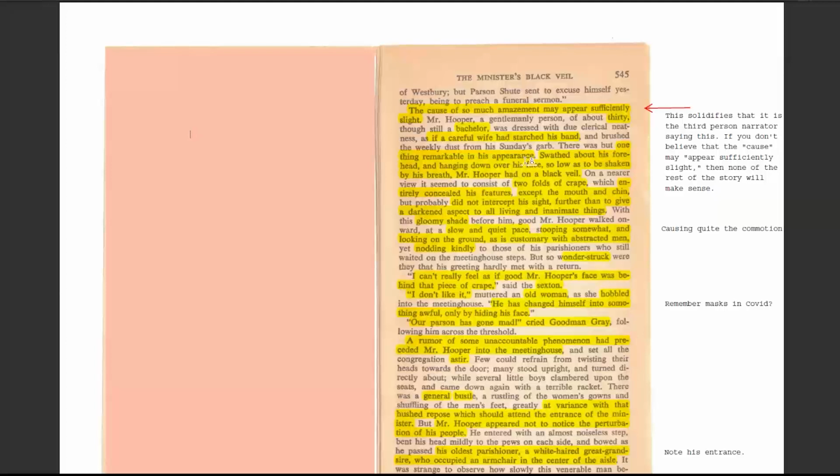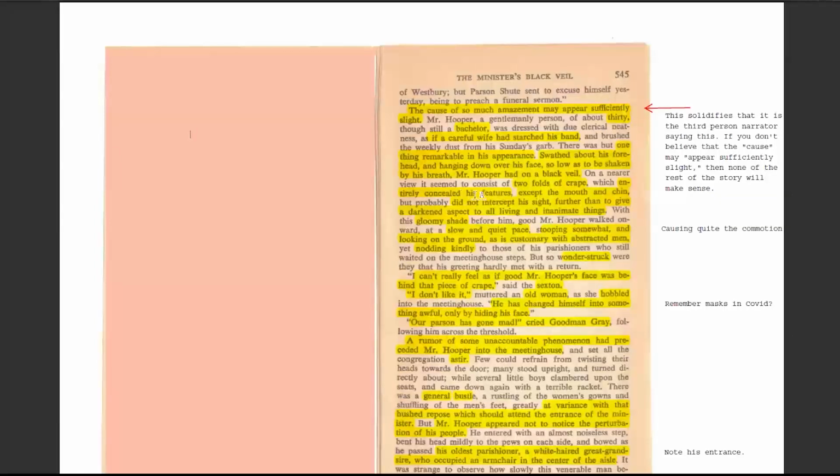There was only one thing remarkable in his appearance. Swathed about his forehead, hanging down over his face, so low as to be shaken by his breath, Hooper had on a black veil. And there, ladies and gentlemen, he's wearing a black veil, the minister's black veil. Within a couple of paragraphs, the title of the story is really revealed. The narrator is revealed. The initial reaction of the crowd is revealed. And the minister is wearing this black veil, which is strange. Would you agree?